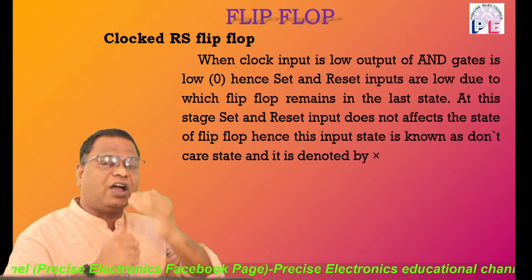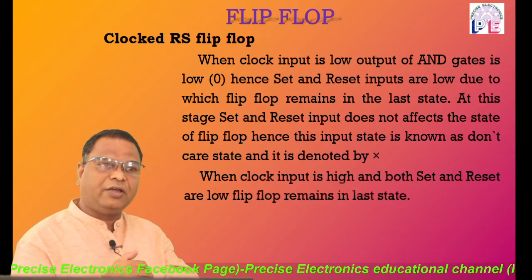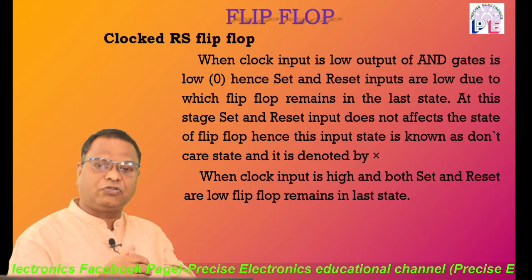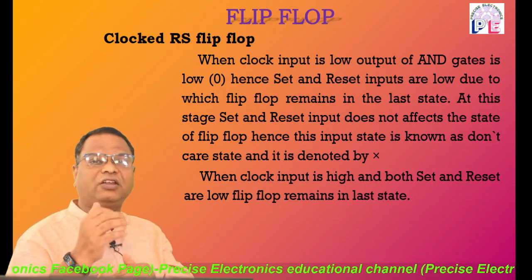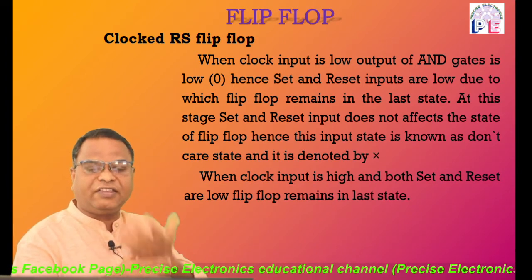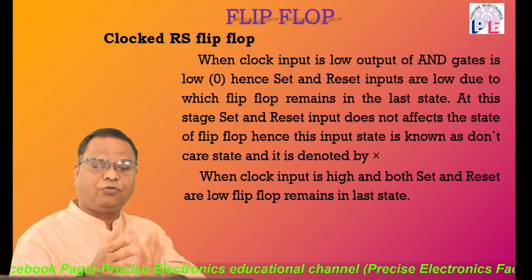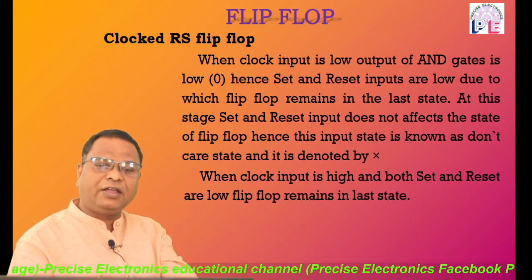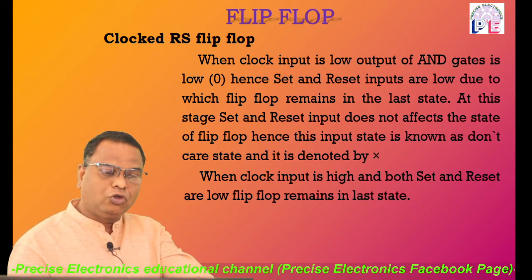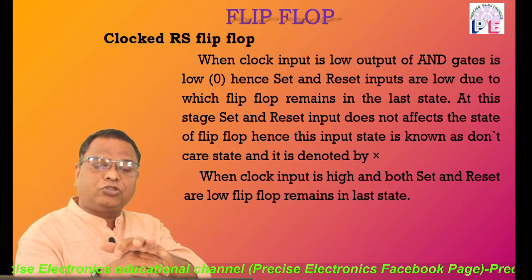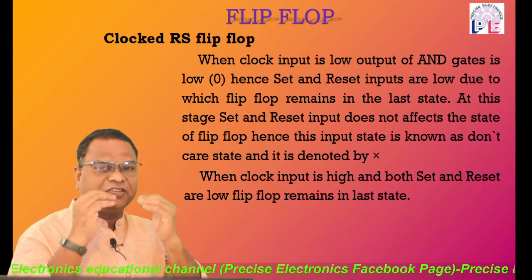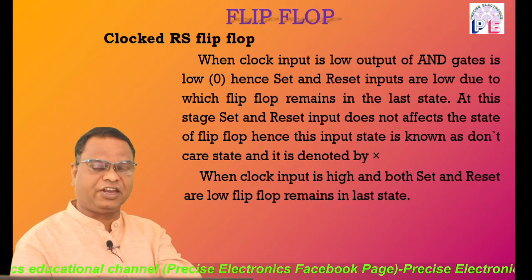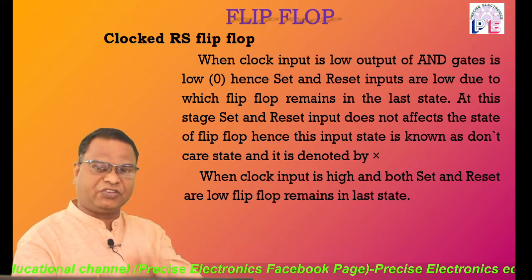Now when the clock input is high, the flip-flop is in enable mode, and as per the trigger inputs, the flip-flop is either in set mode, reset mode, race condition or last state. So first condition: when the clock input is high and both set and reset inputs are low, the output of both these AND gates remains low. That means the set and reset input of this clocked flip-flop remain low and the flip-flop remains in the last state. We are getting the previous state.